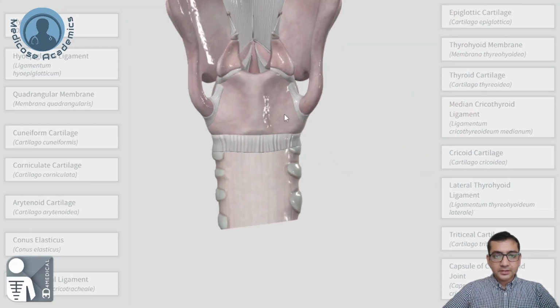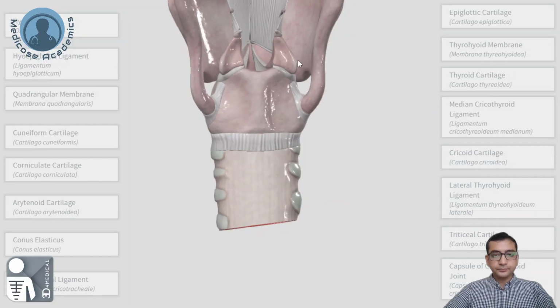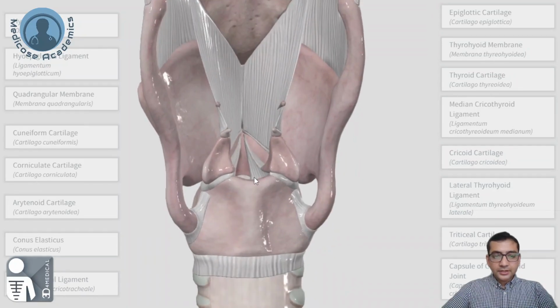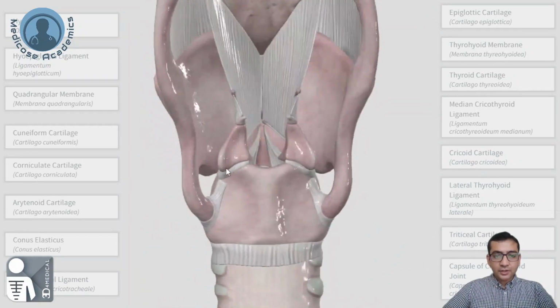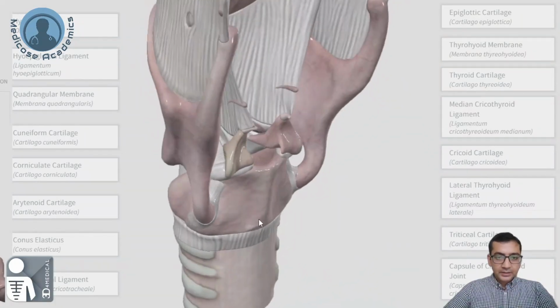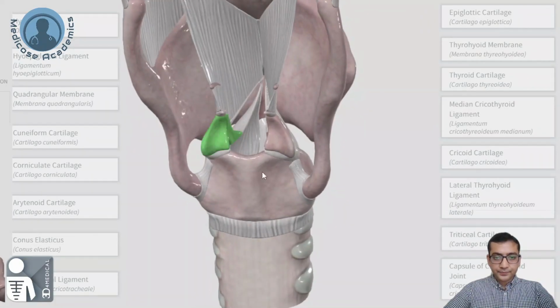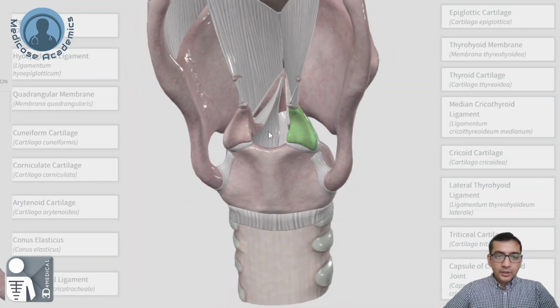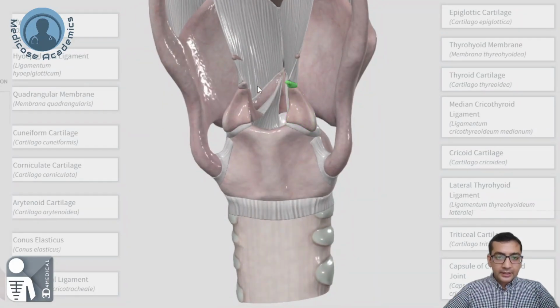Okay, let us look at here. So there are three pairs of cartilages. You can all see three of them here. This is a pair of arytenoid cartilages. These are triangular shaped cartilages. On the top of the arytenoid cartilages, here are the corniculate cartilages.